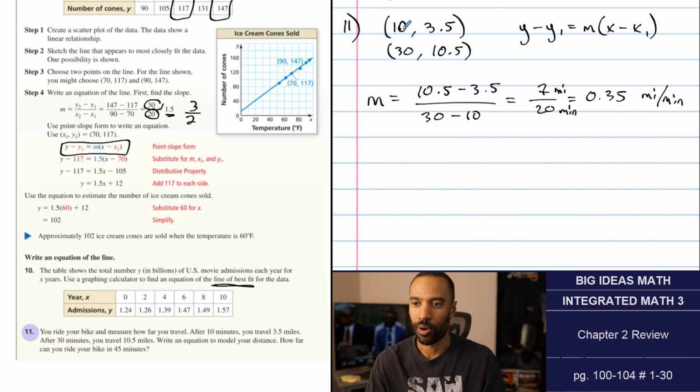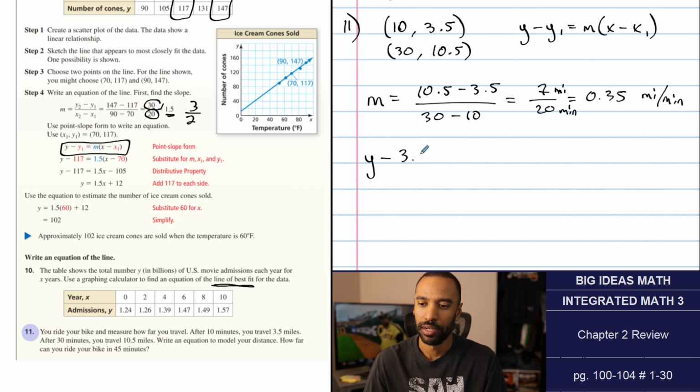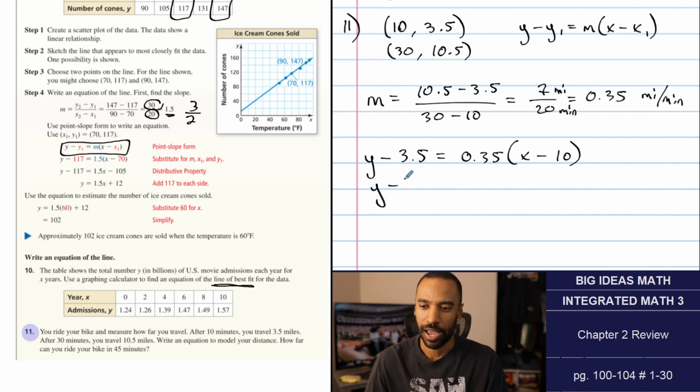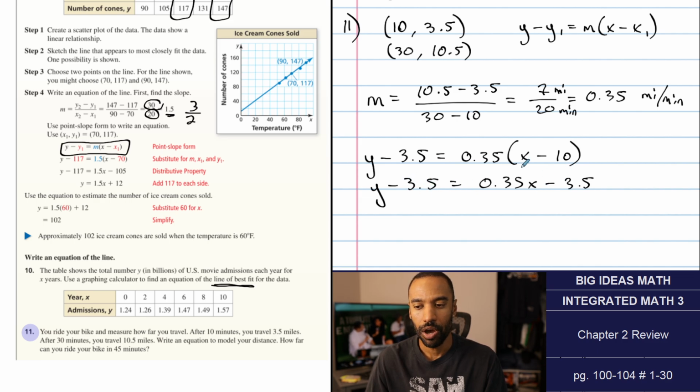So let's choose either point. Like I can choose 10 and 3.5 here. I can say y minus y1 equals m times x minus x1, like that. Now when I distribute 0.35 into there, I get y minus 3.5 equals 0.35x minus times 10 is 3.5 actually. And when I add 3.5 over, I get y equals 0.35x plus 0.